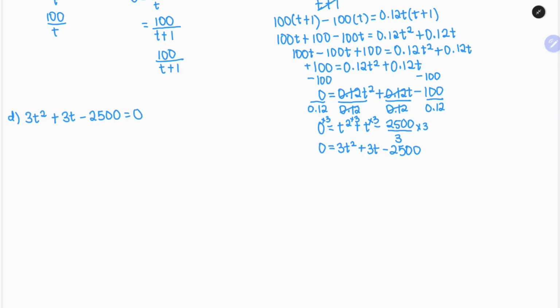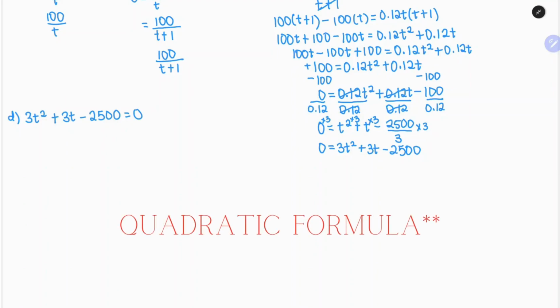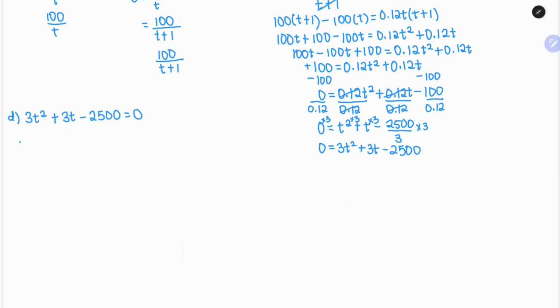So remember the quadratic formula. Always remember the quadratic formula. In this case, since we're using t as the variable, we're going to stick with t is equal to negative b plus or minus the square root of b squared minus 4ac, over 2a.